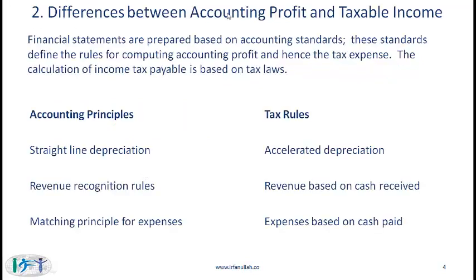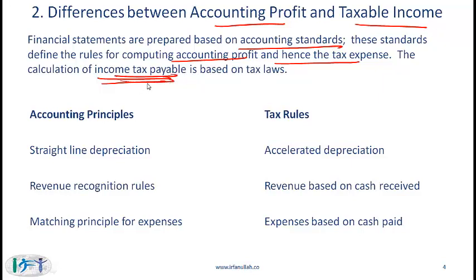Differences between accounting profit and taxable income. Financial statements are prepared based on accounting standards such as IFRS. These standards define the rules for computing accounting profit and hence the tax expense. The calculation of income tax payable is based on tax laws. This is the amount that a company is actually required to pay.